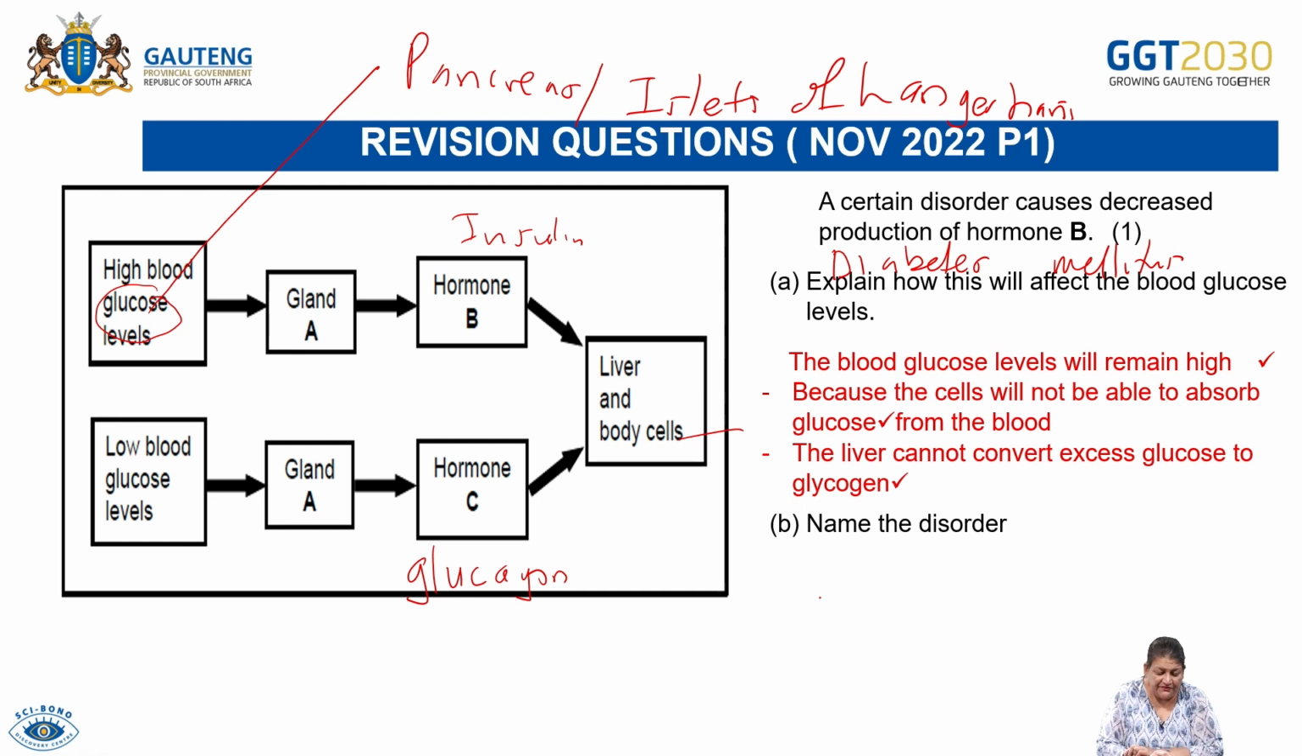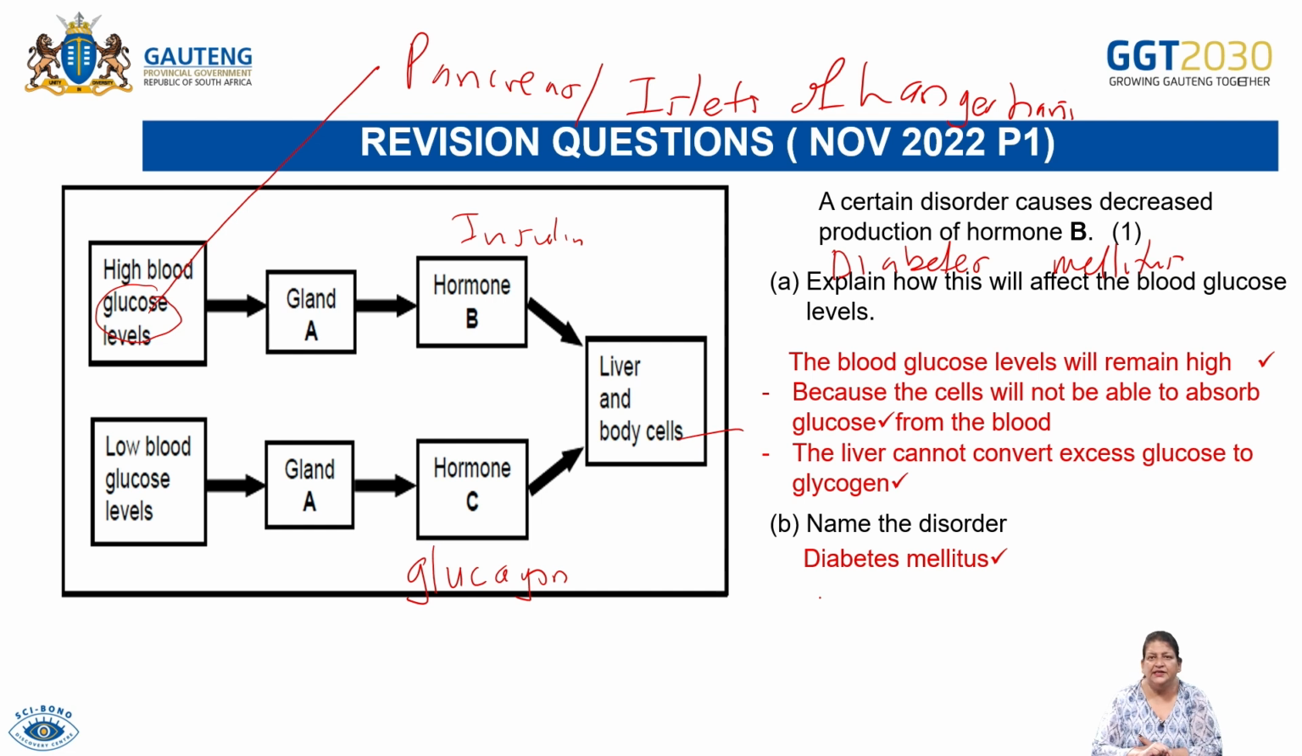So when you don't have enough insulin, the blood glucose will remain high because the cells will not be able to absorb glucose from the blood. The liver cannot convert excess glucose to glycogen. You see, it can't convert it and store it, so the glucose level is going to be high. And you suffer from diabetes mellitus.